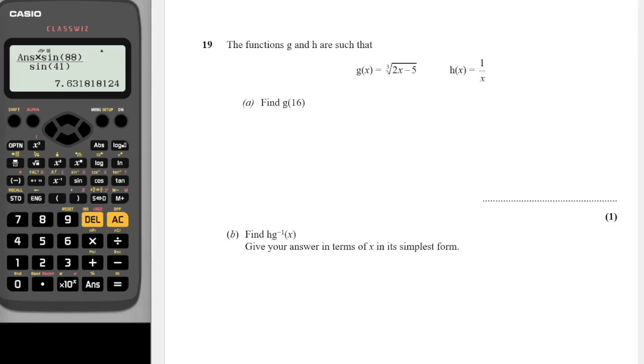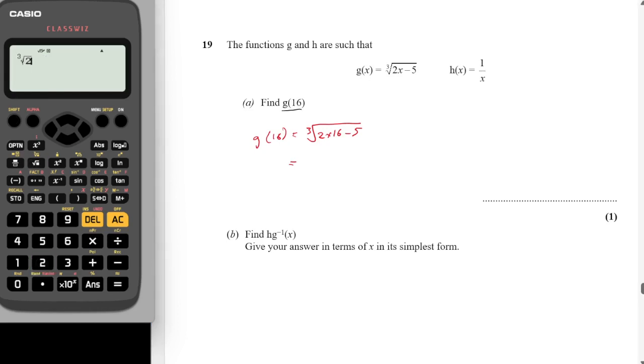Okay, question 19. The functions g and h are such that g of x is the cube root of 2x minus 5 and h of x is 1 over x. Find g of 16. So g of 16 is going to be equal to the cube root of 2 times 16 minus 5. And I think we can type that straight into our calculator. The cube root of 2 times by 16 minus 5, so 3.